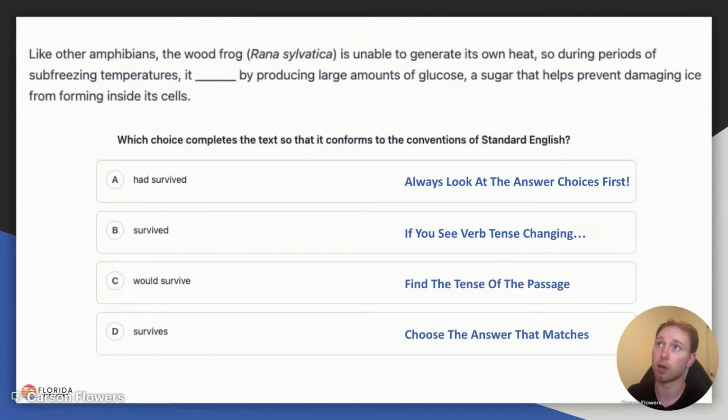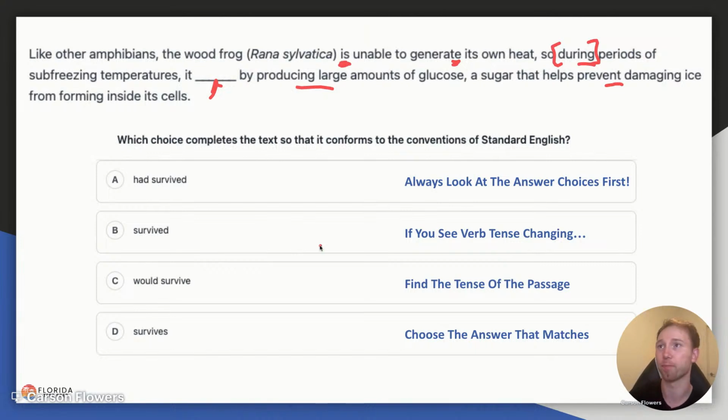Let's try it out. Like other amphibians, the wood frog is, so I see other verbs in the passage kind of tell me, hey, this might be present tense, I see is here. The wood frog is unable to generate, another verb, its own heat. So during periods of sub-freezing temperatures, it blank by producing large amounts of glucose, a sugar that helps prevent damaging ice from forming inside of itself. So there is an overwhelming amount of evidence that all the verbs are present tense, so it is very likely the correct answer is present tense.